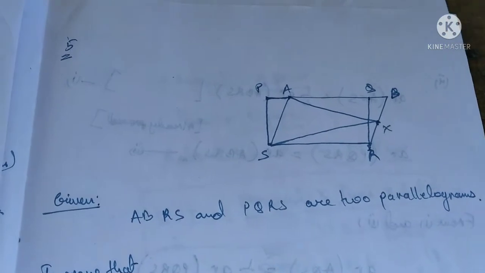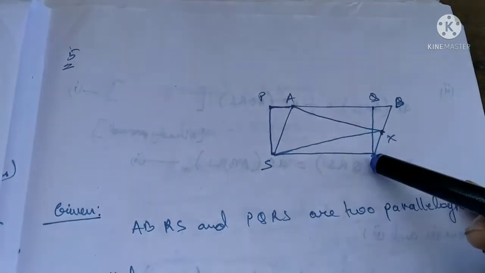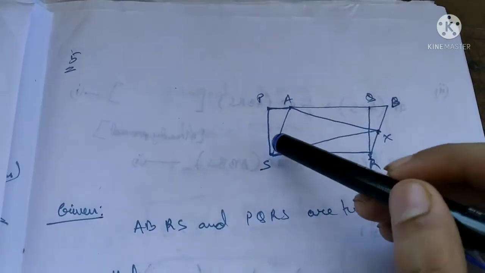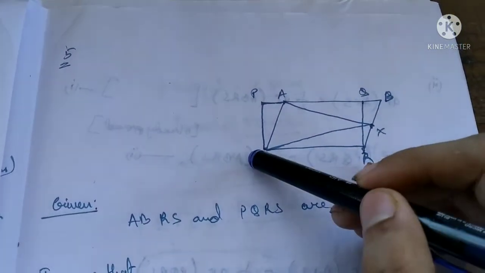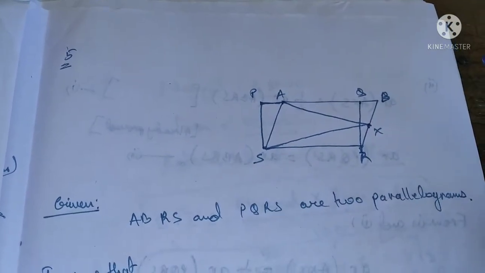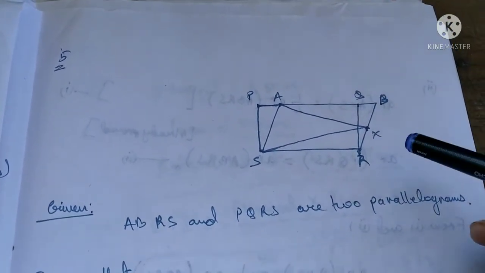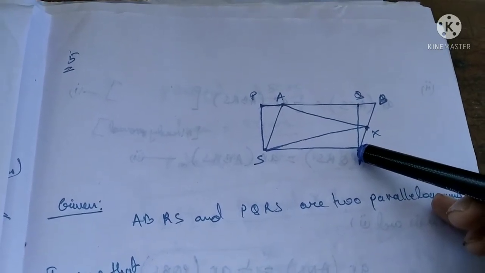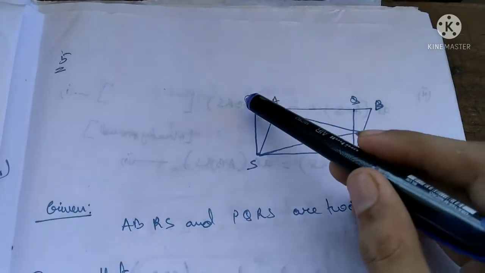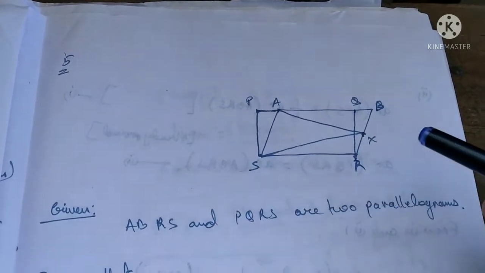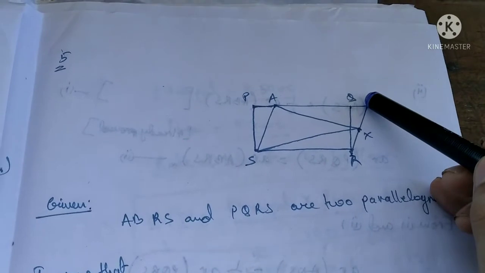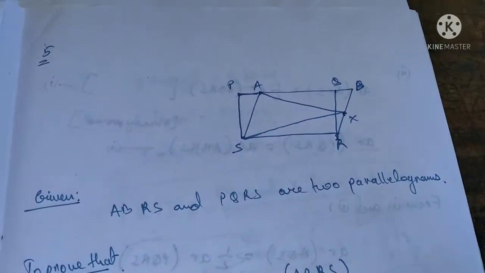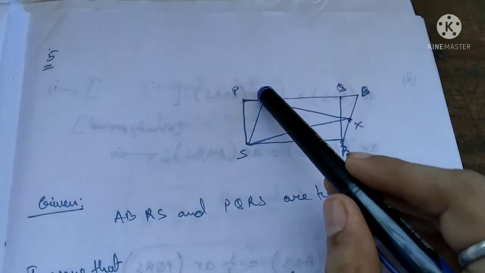So this one you see question number 5. In here PQRS and ABRS, these two are parallelograms, and X is any point on side BR. I have to show that area of PQRS is equals to area of ABRS.